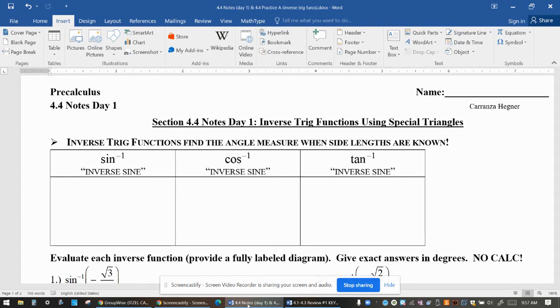Hey pre-calc students, welcome to today's lesson on evaluating inverse trig functions using special triangles.